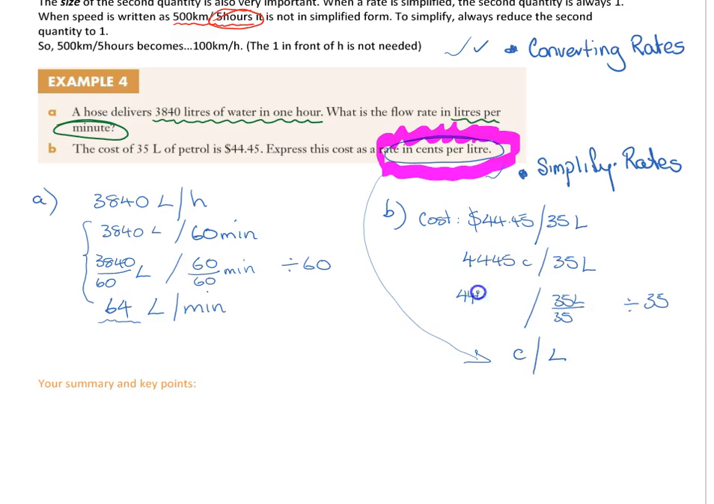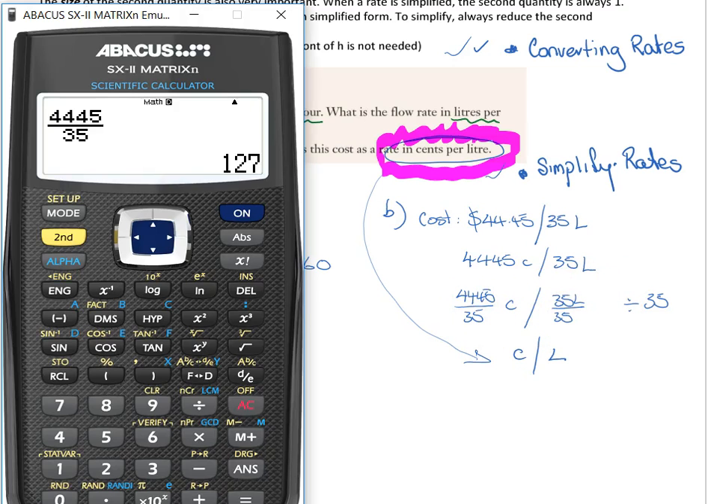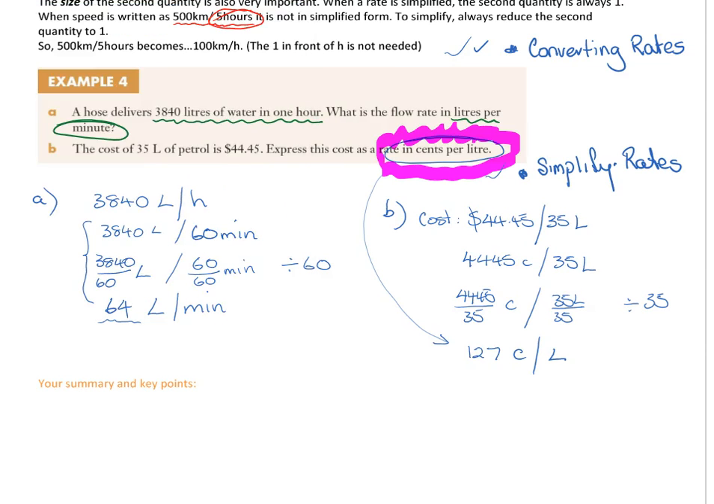However, on this side, I need to also divide by 35, keeping my cents, but I'm definitely changing the size of things. And you can see there, this time on the calculator, I've actually used this fraction button, and the answer you can see is 127. So you can see there in this example, the two areas that we are commonly asked to address or answer a question about, which is converting rates, which is converting the units, or simplifying rates, which means we're getting our second unit reduced to 1.